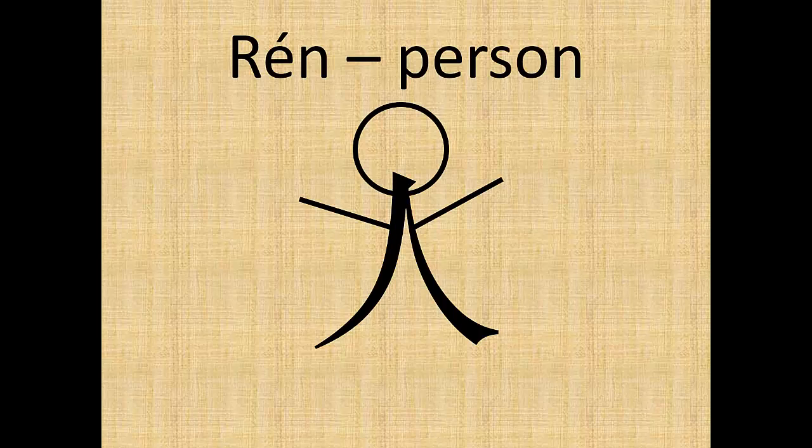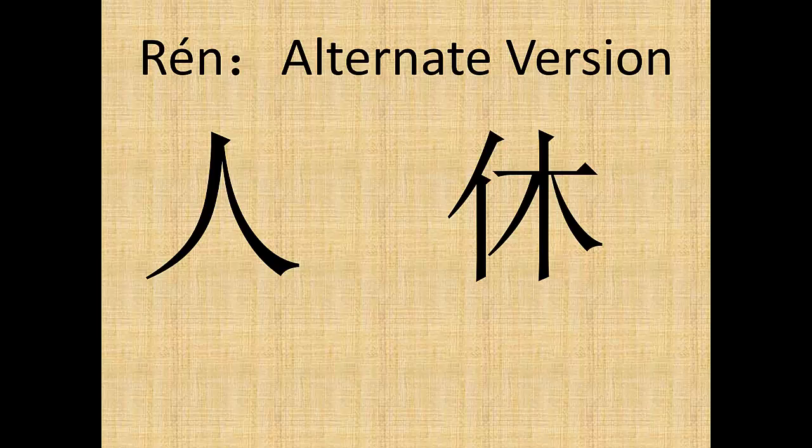The next character is person, represented by 2 legs. Here is a head and arms to show you the person in the person radical. The alternate form of person shows a person on their side, maybe doing yoga.